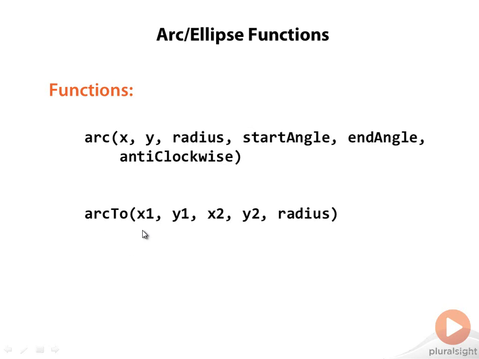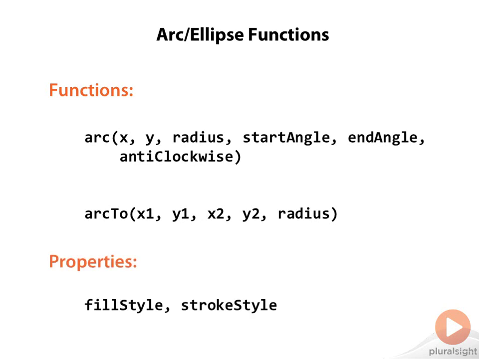Now arc2 has the x1 and the y1 coordinates and the x2 and y2 coordinates and a radius. So we're basically going to have 2 points that we're going to specify, and then the radius will allow us to draw an arc from this point here, x1, y1, over to x2, y2. And I'll show an example of that as we get into the demos here.